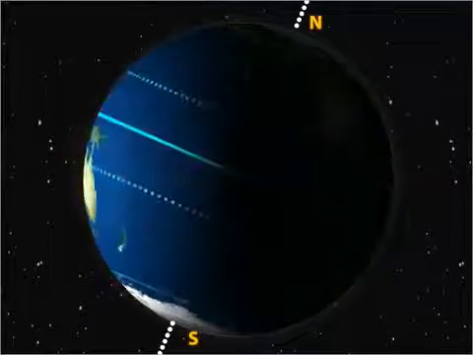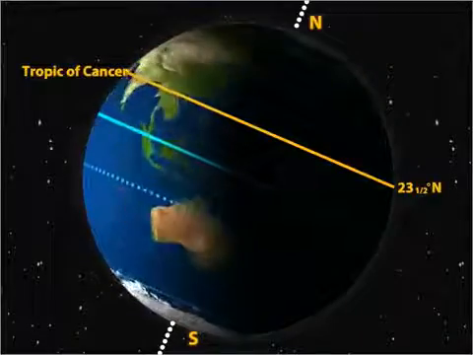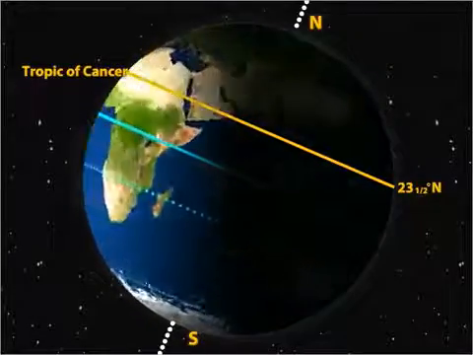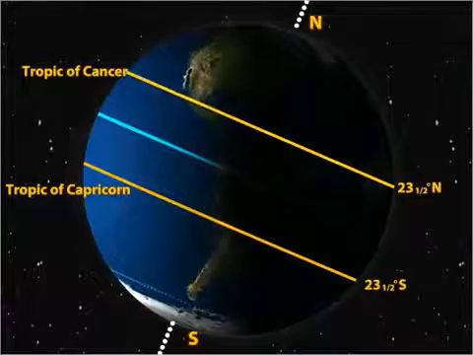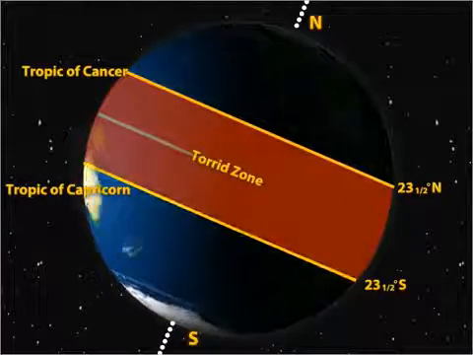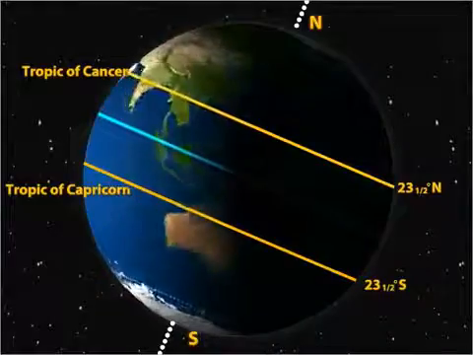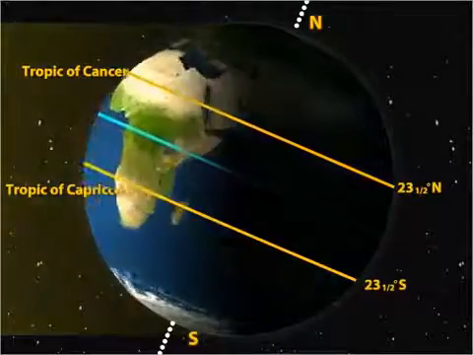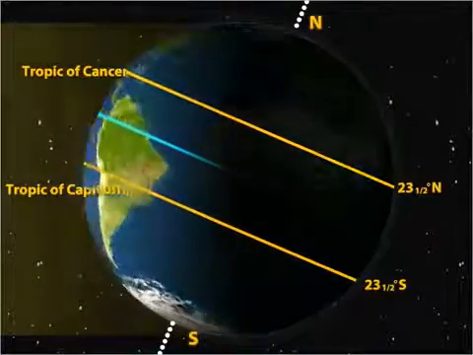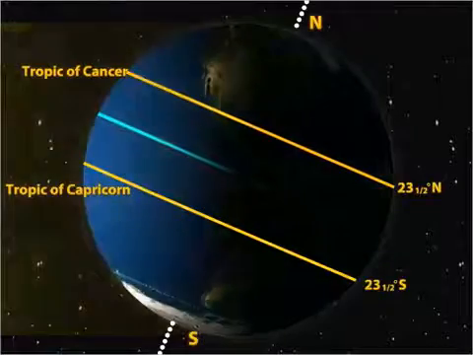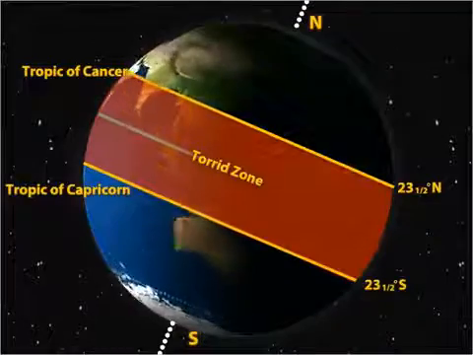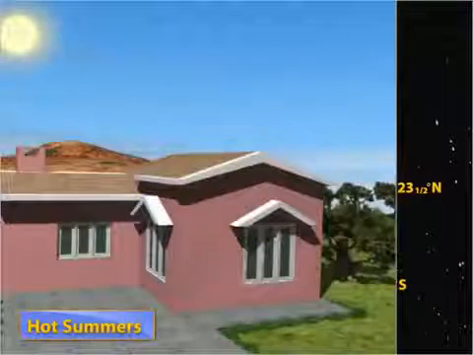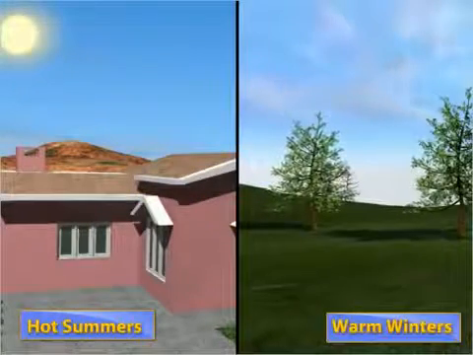The region lying between Tropic of Cancer, 23.5 degrees north, and Tropic of Capricorn, 23.5 degrees south, is known as the torrid zone. Here, the rays of the Sun fall almost vertically through major part of the year. Hence, this region forms the hottest part of the Earth. Here, summers are extremely hot and even winters are warm.